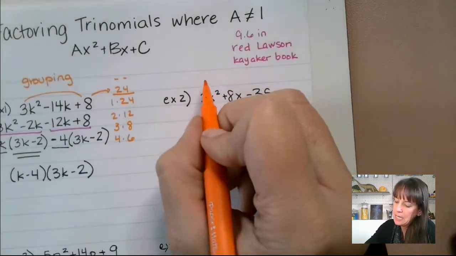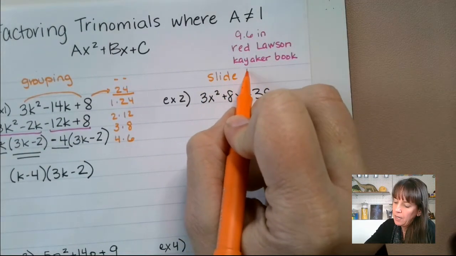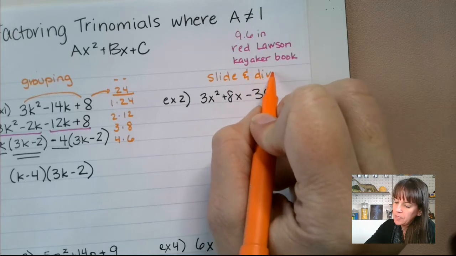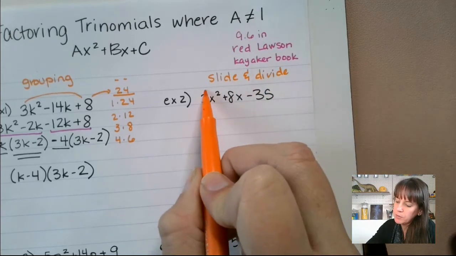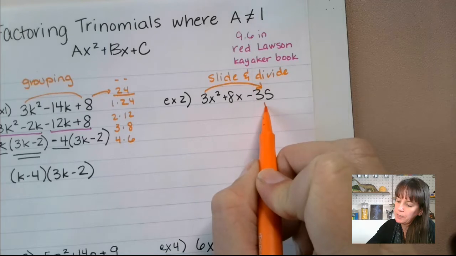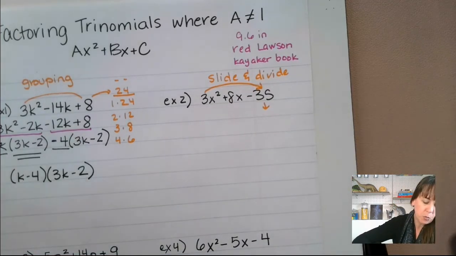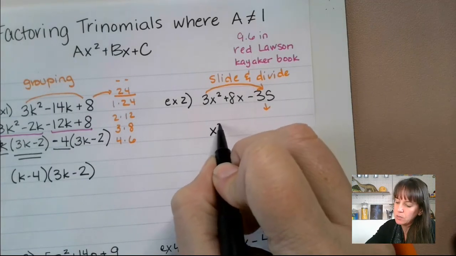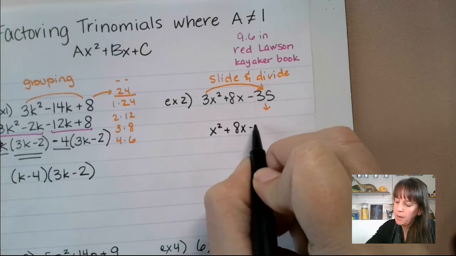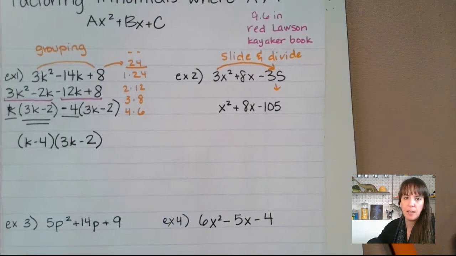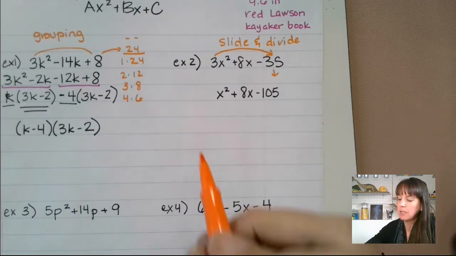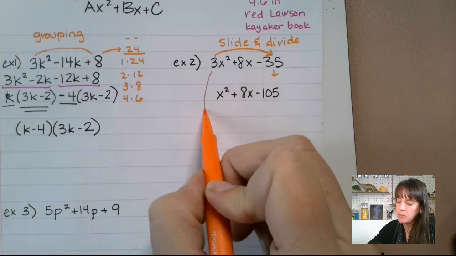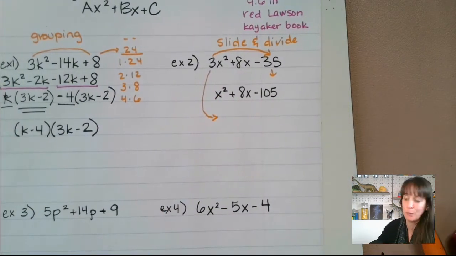So slide and divide. Divide, I can't spell today. What we're going to do is take that 3, and multiply it by 35. So 3 times 35 gives us 105. So we're going to rewrite this entire thing as x squared plus 8x minus 105, okay? Now, I always forget, because we multiplied, we're going to have to divide. Now, I always forget that part, so I draw myself an arrow so I don't forget.